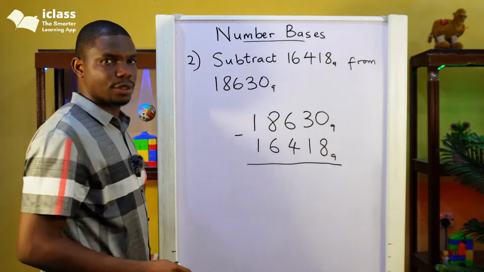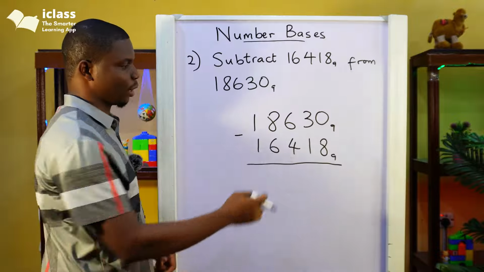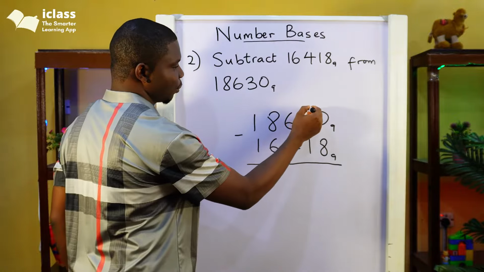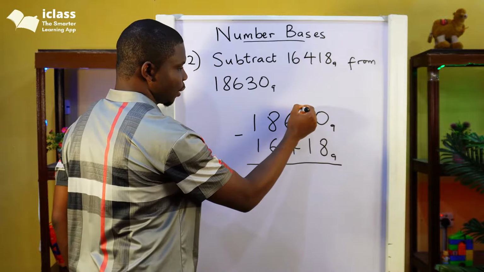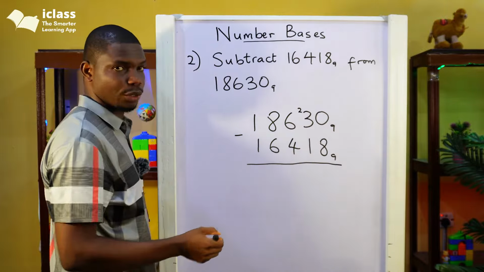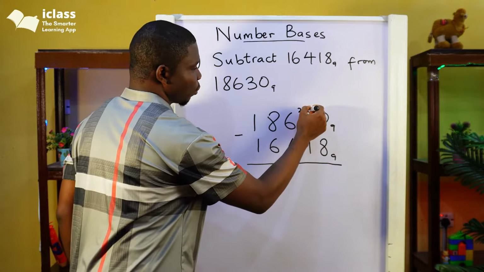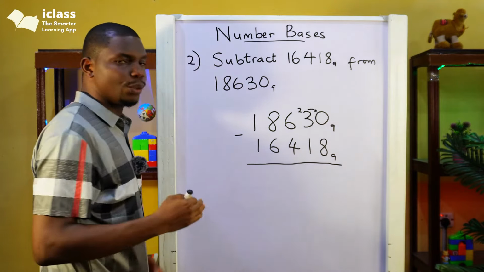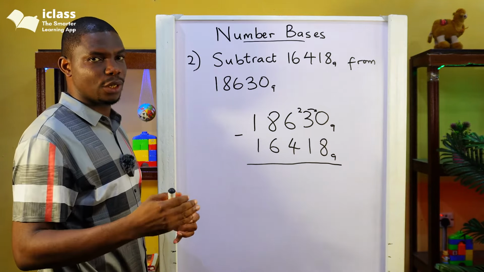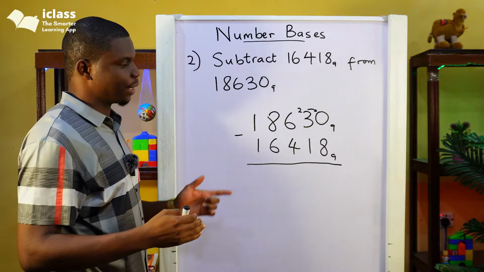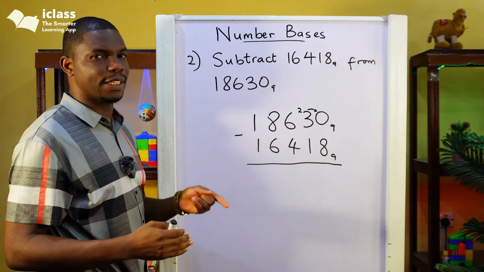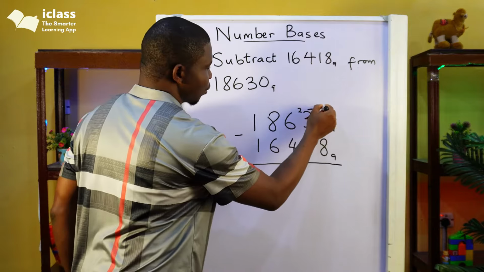0 minus 8. You can't do that. So you have to take from the next place value. You are taking 1 from 3, so we'll be left with 2 here, and then I will move 1 here. Now, you know, in base 10, when you take 1, you're actually taking 10. But this is in base 9, so you're taking 9 instead of 10. So this is going to be 9.